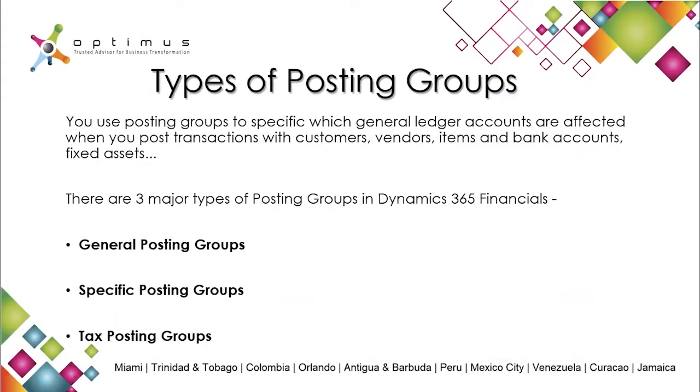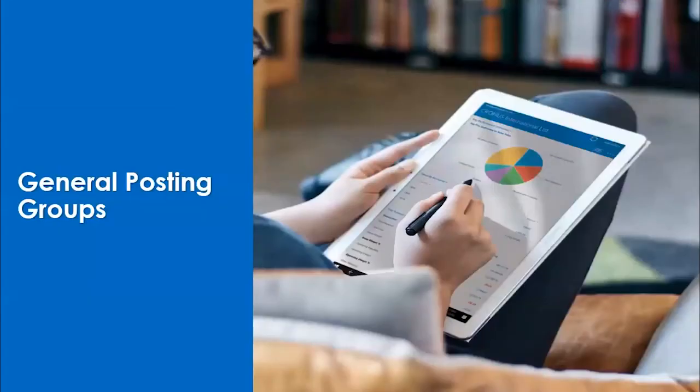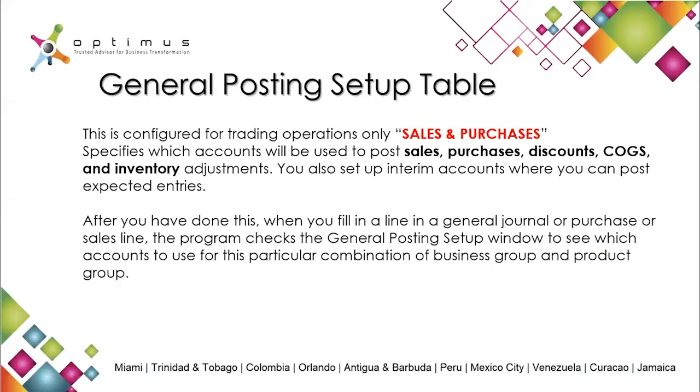So we have different types of posting groups. We can basically classify them as three: the general posting groups, the specific posting groups, and tax posting groups. We're going to review all of them in order to understand what the functionality will be like. So let's begin now with the general posting groups. They are configured as trading operations, simple as that, which applies to sales and purchases, okay? Trading then requires specific sales, purchase discounts, cost of goods sold, and inventory adjustments.